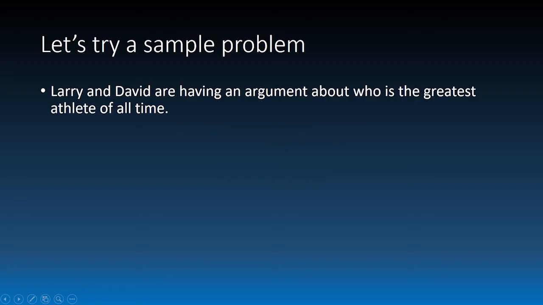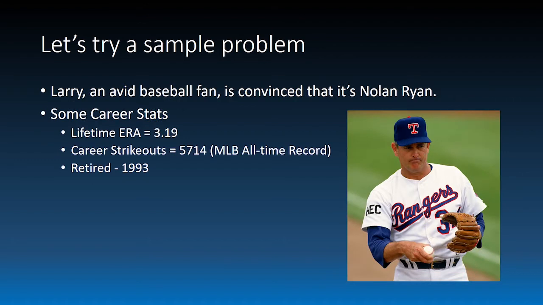For our sample problem, we've got Larry and David, and they're having an argument, as some guys would, about who's the greatest athlete of all time. Larry is an avid baseball fan, and he says it's Nolan Ryan. Gotta be. No brainer, right? Nolan Ryan, one of the best pitchers in the history of Major League Baseball. He's the career strikeouts leader. He retired in 1993 with 5,714 strikeouts.